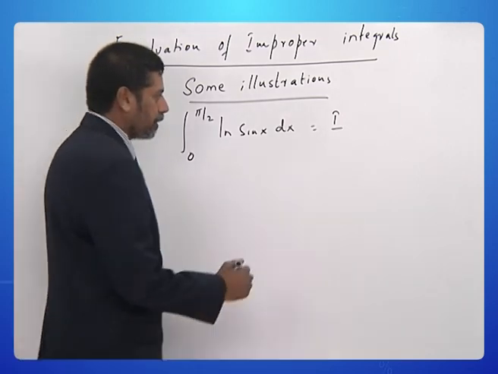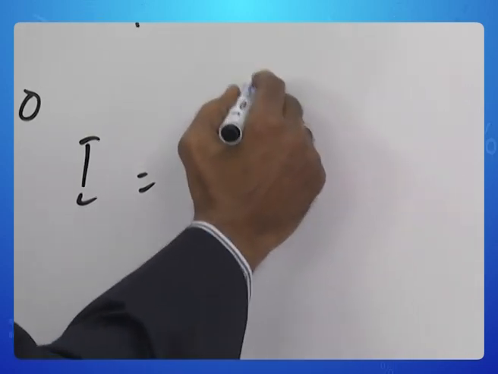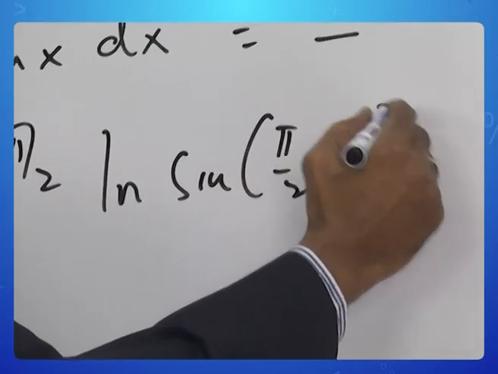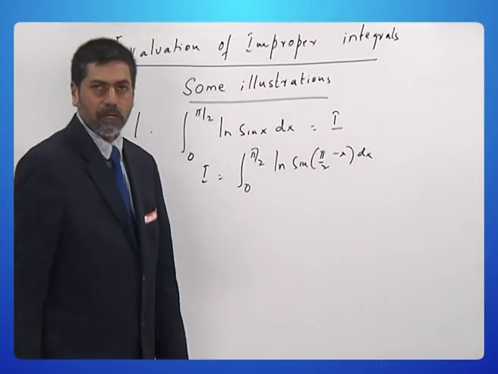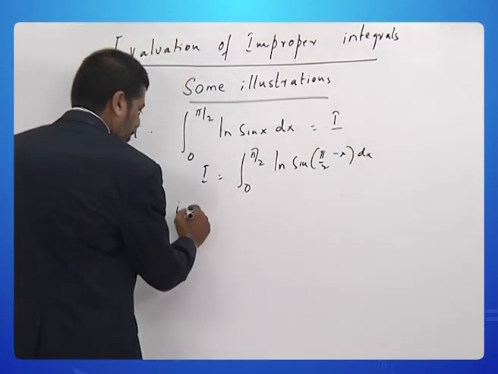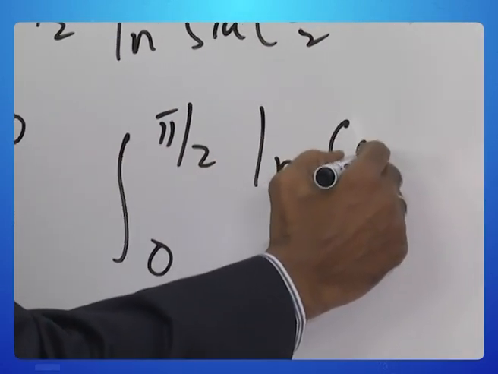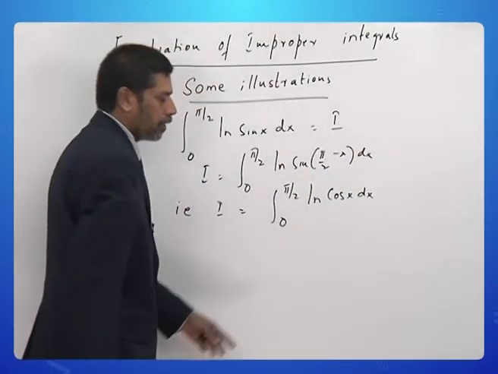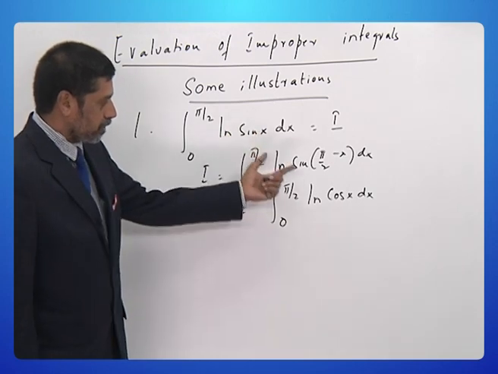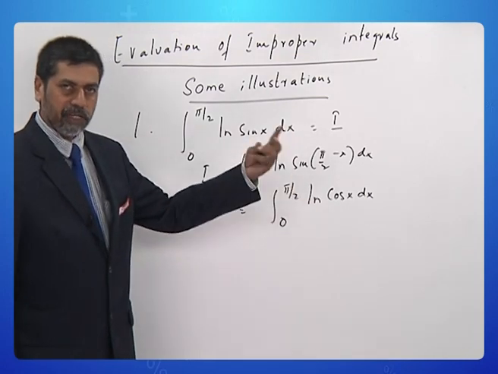we can use the property I is equal to integral 0 to pi by 2 log sine of pi by 2 minus x dx. These two integrals are equivalent. So this can be reduced to a new integral which looks like this. Now, evaluation of log sin x is equivalent to evaluation of log cos x, but because both are tough integrals, we can take their sum.